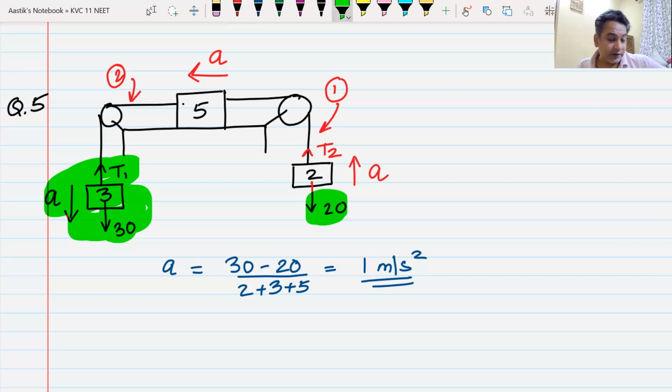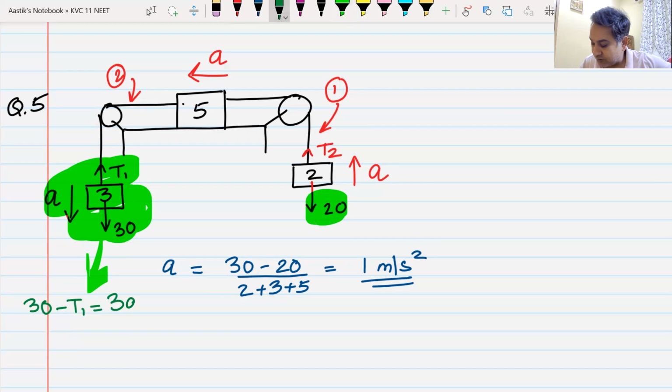If they ask you to find out the value of T1, that is how you find it out. What is the equation of the left block? T1 is upwards, 30 is down, and it is moving down. What is the equation of this block? 30 minus T1 is equal to 3A.